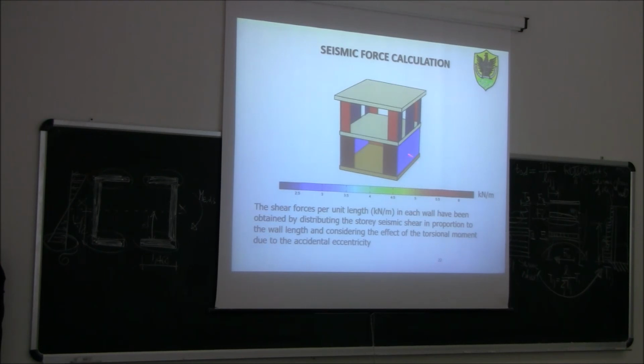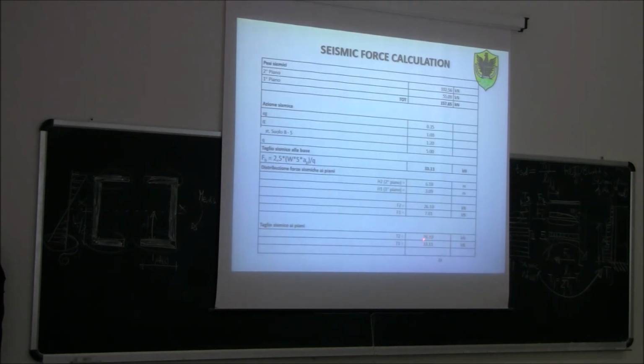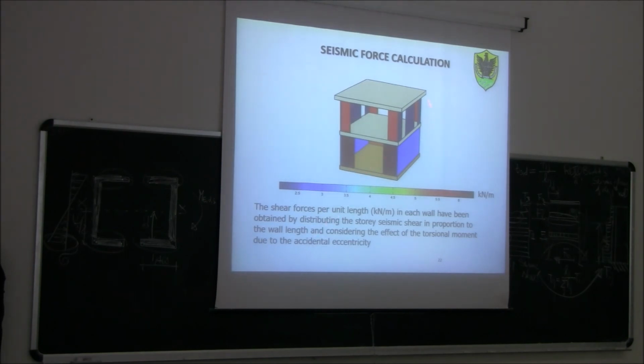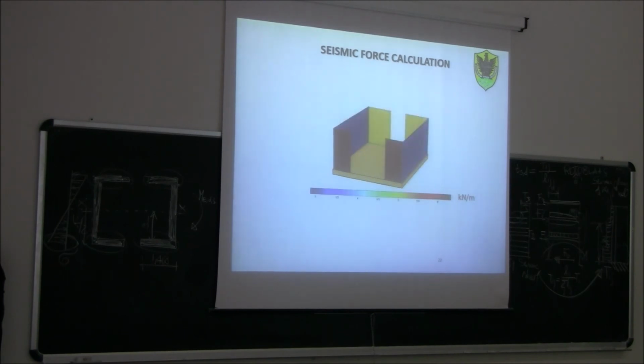Okay, after that, I use again, like we said before, these analytical formulas to move from the total seismic shear of the building, so this 26.10 here and 33.11 here, to the actual seismic shear demand of the single wall. Again, you see this kind of distribution: shear forces per unit length obtained by distributing the seismic shear in proportion to the wall length, and considering the effect of the torsional bending moment due to the accidental eccentricity. Again, I find those two small walls as the most stressed. Why?